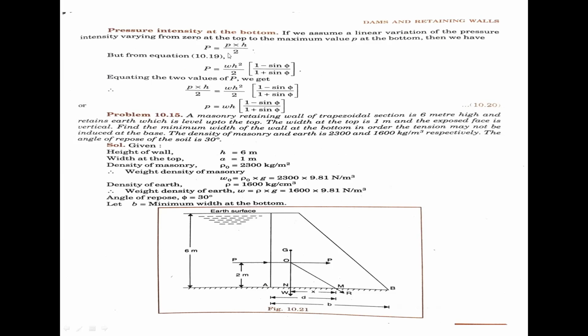we have P equal to p into h by 2. But from equation 10.19 we know the formula P equal to WH square by 2 into 1 minus sin pi by 1 plus sin pi. Equating the two values of P, we finally get p equal to WH into 1 minus sin pi by 1 plus sin pi. This is the equation for the pressure intensity at the bottom. By equating the two equations, we finally got the horizontal force.